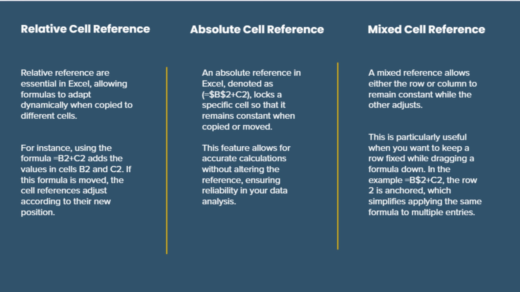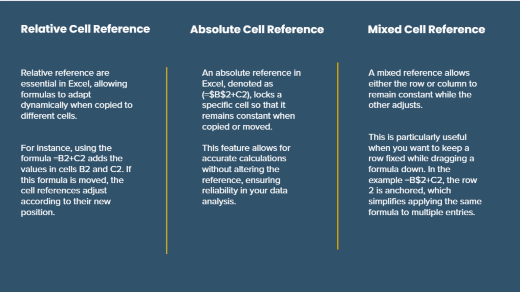We have three key types of cell reference. The first one is a relative reference. It changes when you copy or move the formula. The next is the absolute reference, which stays locked to one cell no matter where you copy or move your formula. The next is the mixed reference. For a mixed reference, you lock either the column or the row.